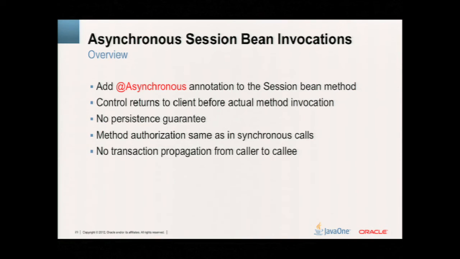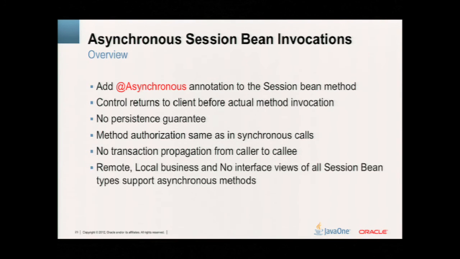As far as transactions go, there's no propagation of transactions from caller to callee. So if you have a method which you're marking as asynchronous, the caller's transaction doesn't get propagated, and you'll still end up creating a new transaction. Your remote, local, as well as no-interface views, all of them support asynchronous methods. You mark a bean method as asynchronous, so all the client views through which it gets exposed will be asynchronous.